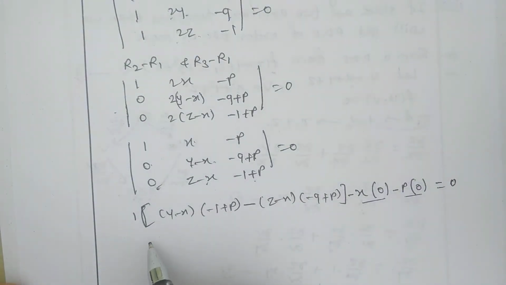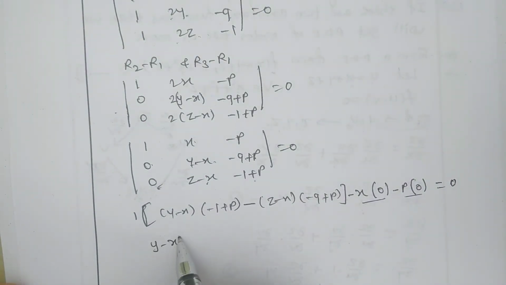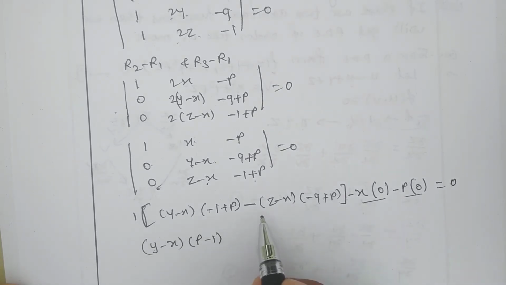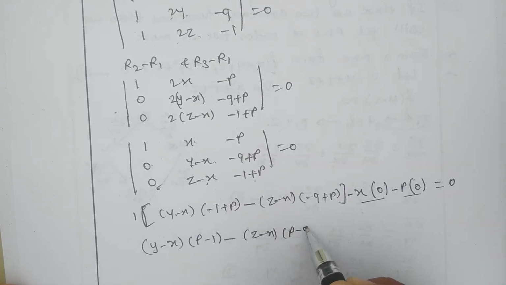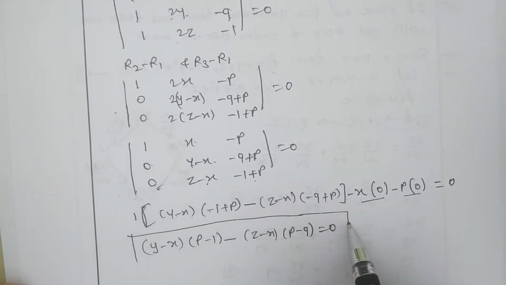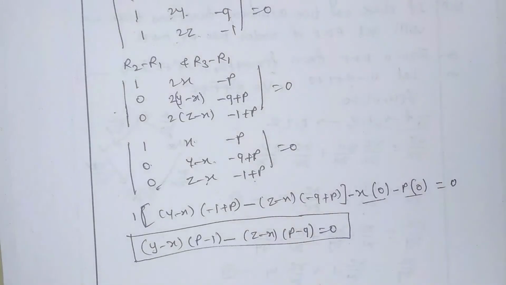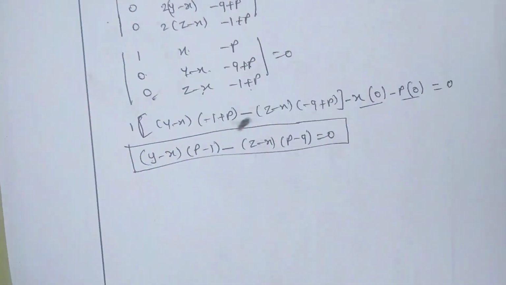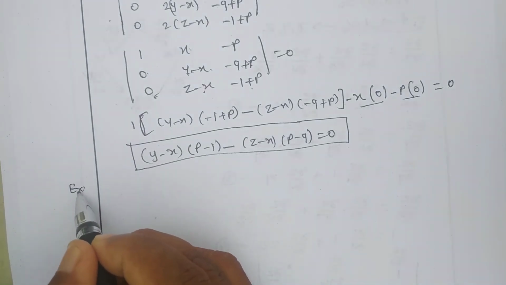Simplifying the first term, you can write this as (y minus x) and minus 1 plus p, that is (p minus 1). Then minus (z minus x), this can be written as (p minus q), equals 0. This is our final answer, that is the final differential equation of order 1. Then next example.